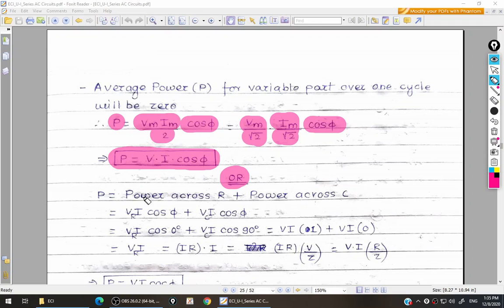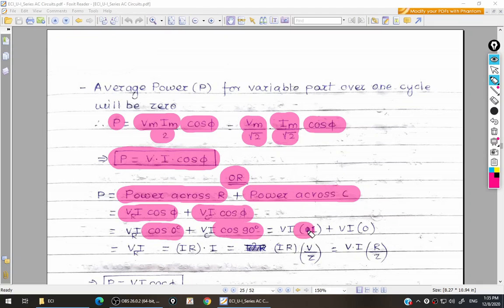So what is your total power? Power across resistance plus power across capacitance, because your circuit contains resistance as well as capacitance. So what is power? VI cos phi. So in resistance we are getting VR into I into cos phi. In capacitance we are getting VC into I into cos phi. Now we know that for pure resistance phase angle is 0 degree, for pure capacitance phase angle is 90 degree.